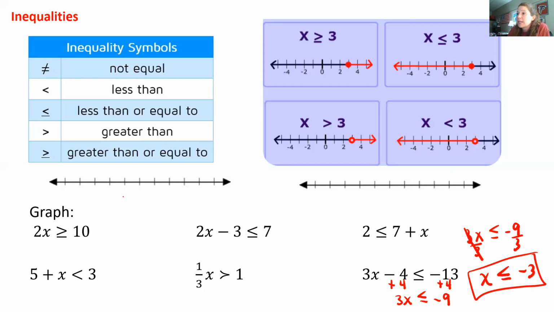All right, so here's my number line. Here is my -3. This would be -1. This would be -5. I would fill in that circle, and my arrow points to the left, just like my inequality sign.